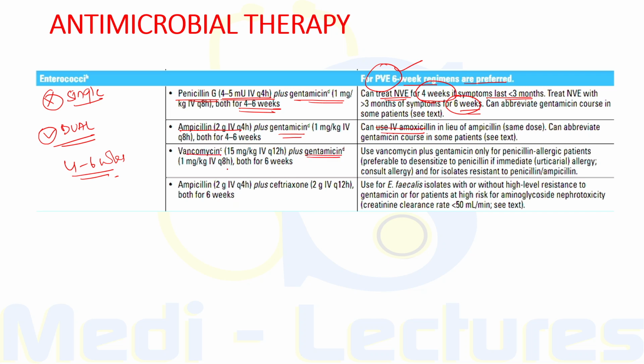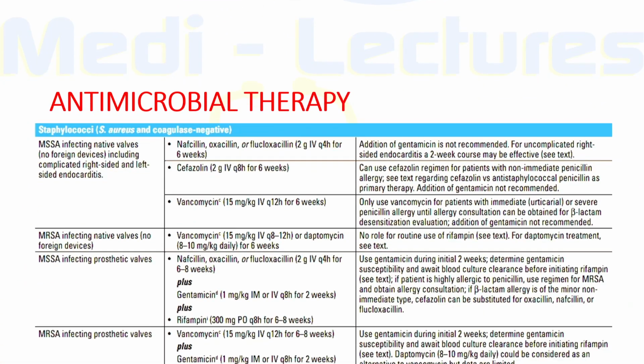Vancomycin can be combined with gentamicin in the same dose for 6 weeks. This is especially for penicillin allergic patients. Finally, ampicillin along with ceftriaxone can be combined, especially for Enterococcus faecalis isolates which have high level resistance to gentamicin, or where there is increased risk for aminoglycoside nephrotoxicity.